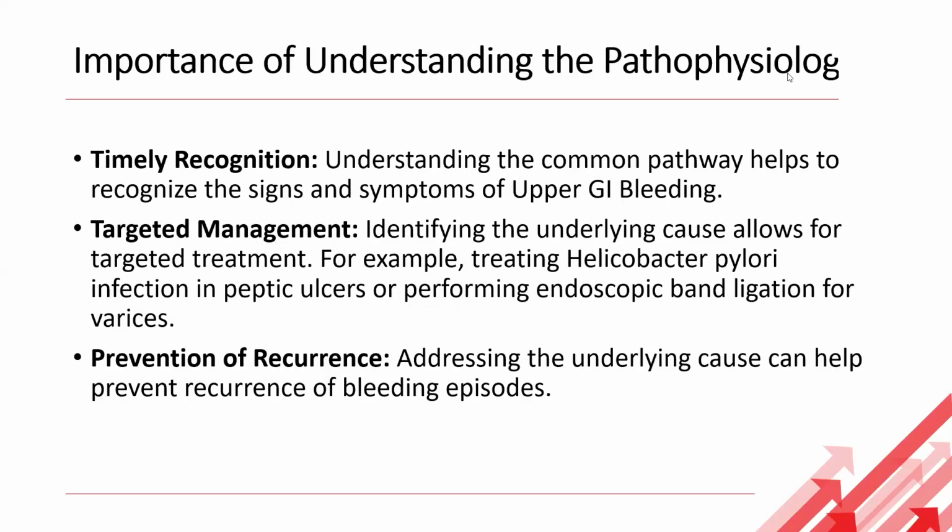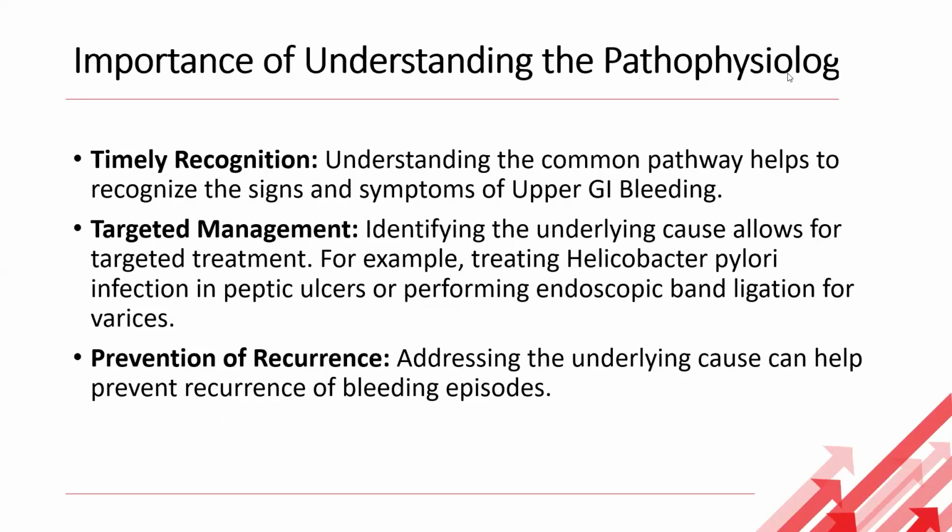Now, what is the importance of understanding the pathophysiology? Why do we need to know it? The reason is, one, timely recognition. Once you understand the common pathway, which is those things that we have discussed, it's easy for you to recognize the signs and symptoms of upper GI bleeding. And then it can also help you to do targeted management.